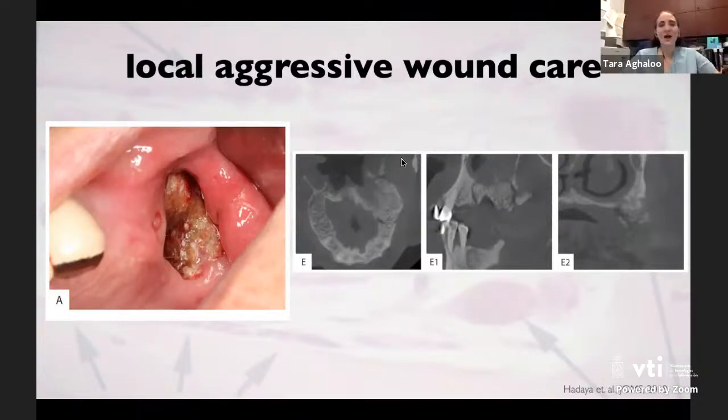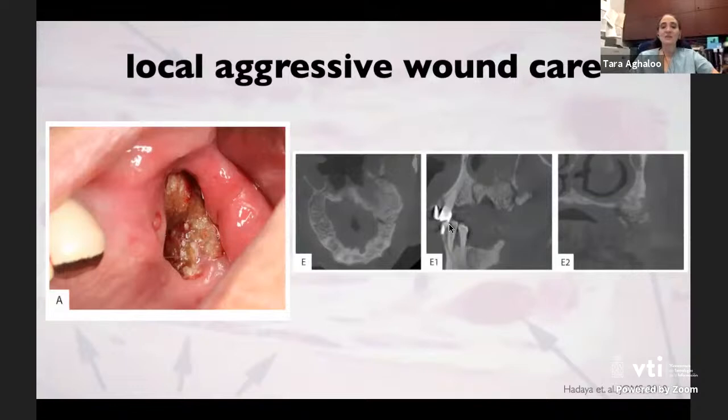Thanks. And so you can see here that if I were to go in and do a resection or even debride this area surgically, we'd have an opening into the sinus. And once you have an opening into the sinus, it's so difficult for that patient to keep clean and to keep it from getting a sinus infection.